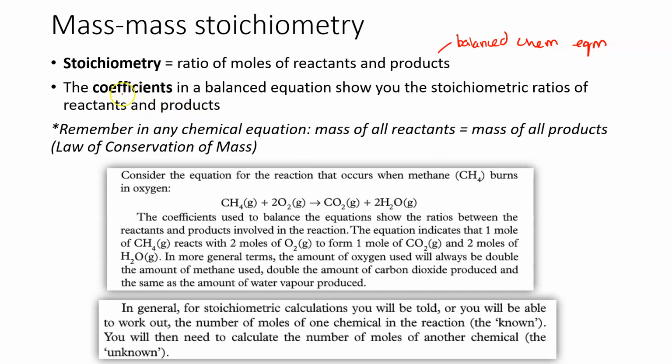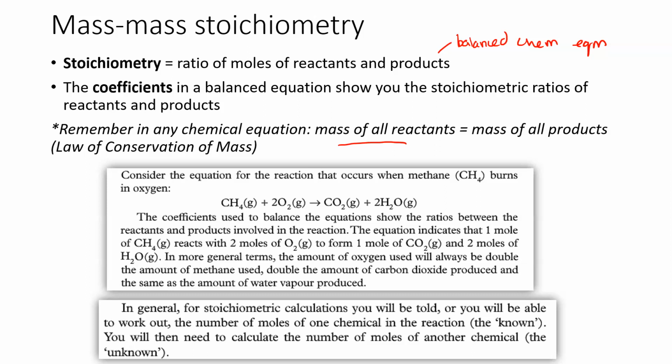We have to pay careful attention to our coefficients so that we know the stoichiometric ratio of these reactants and products. And it's important to remember that in any equation, we are still bound by the law of conservation of mass, which means the mass of all reactants must equal the mass of all products. And with anything in chemistry, we must also pay attention to states. That's going to be critical when we're talking about gas stoichiometry, because a lot of the time you need to pay attention to what is a gaseous product when it's formed for some of the questions.